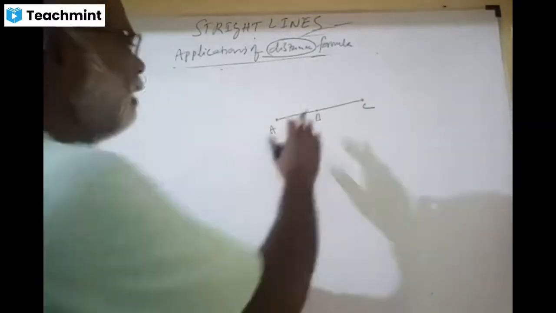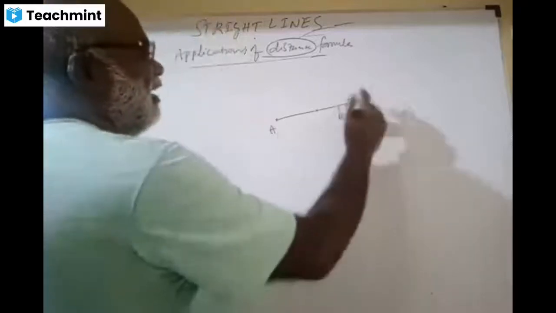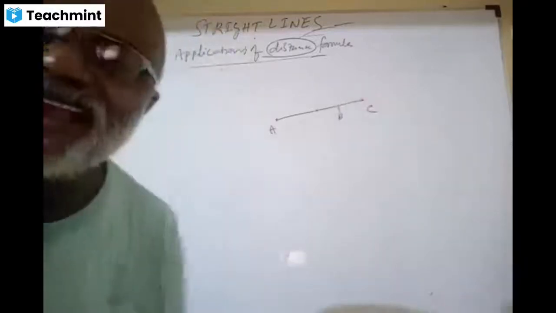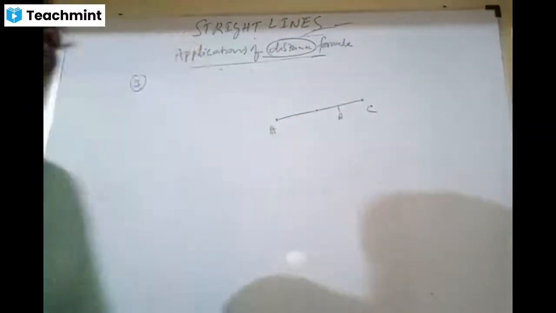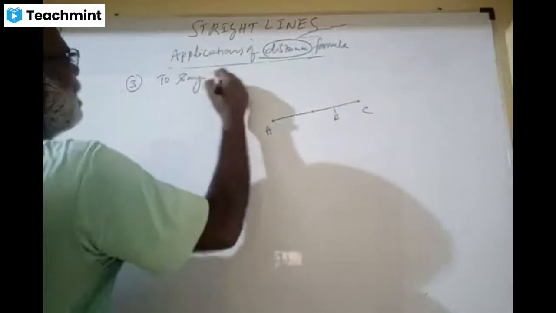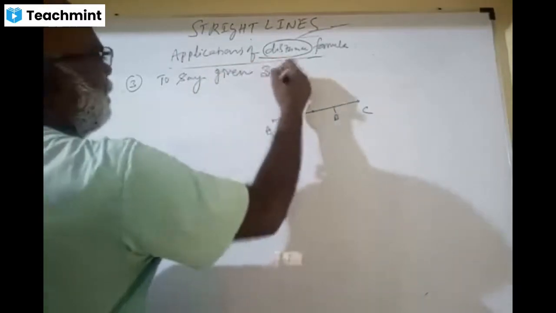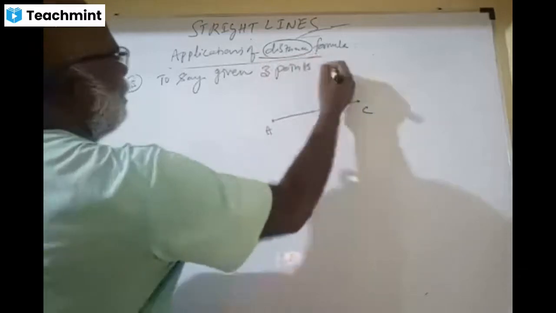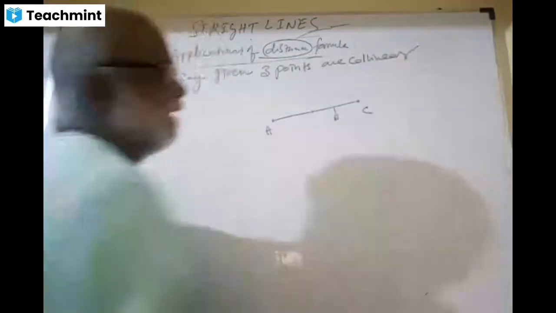No, I'm not talking about that. See, I'll put a point like this. Collinear, sir. Collinear. Brilliant. Collinear. To say given 3 points are collinear. What a brilliant point. Tell me what is the condition, please.